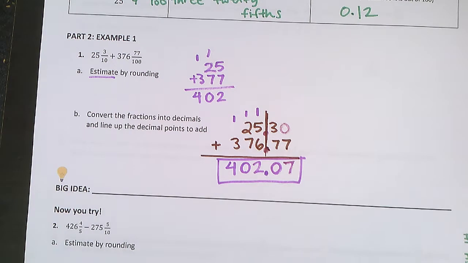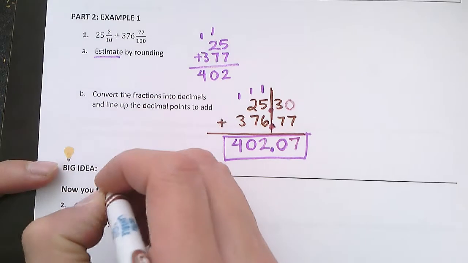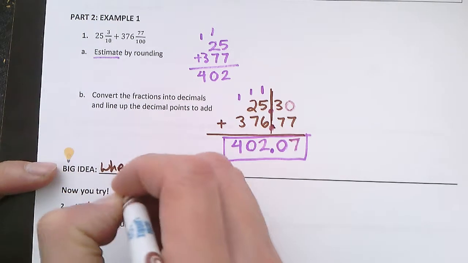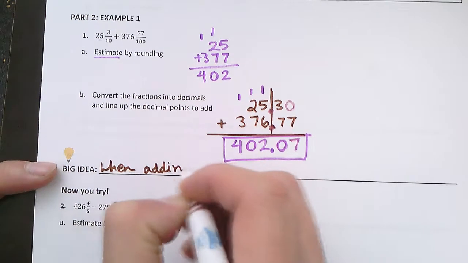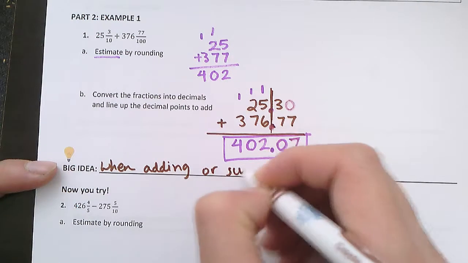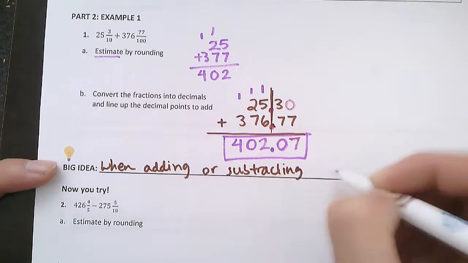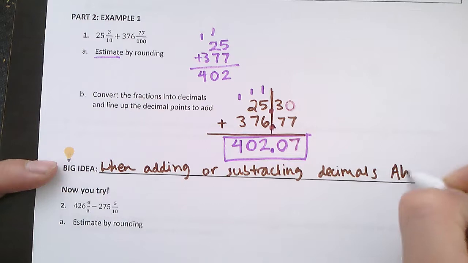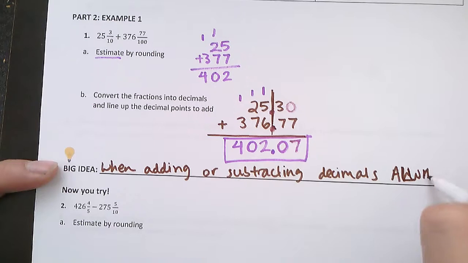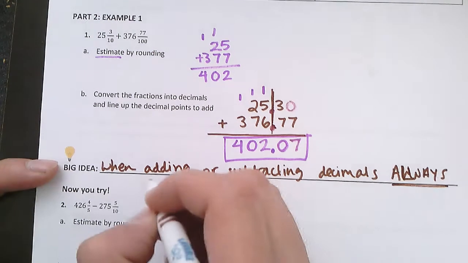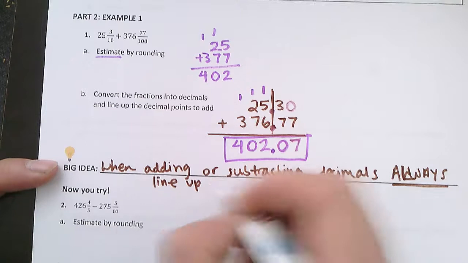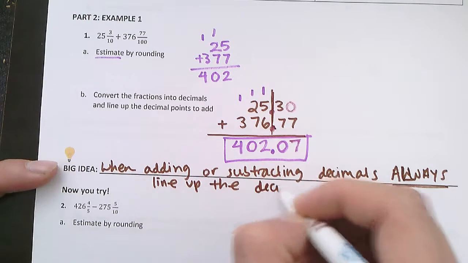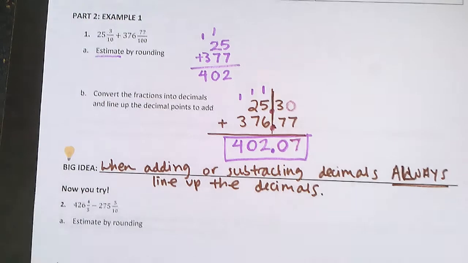So the big idea that I want you to remember from this example is that when you are adding or subtracting decimals, always, uh-oh, I spelled always wrong, A-L-W-A-Y-S, always line up the decimals. So when adding or subtracting decimals, always line up the decimals.